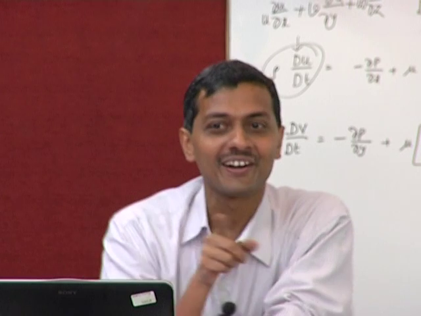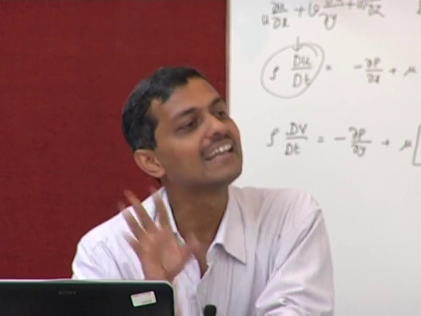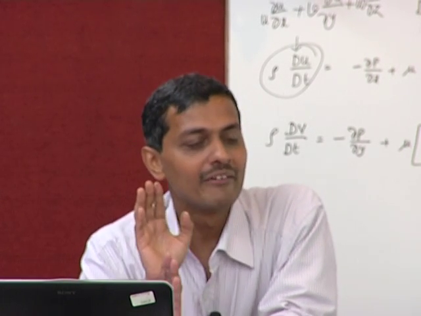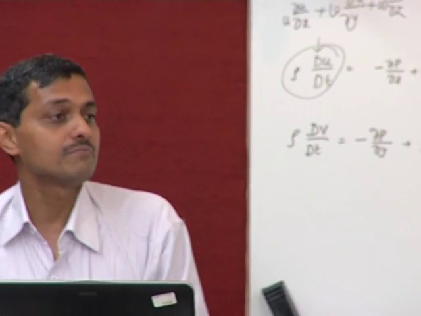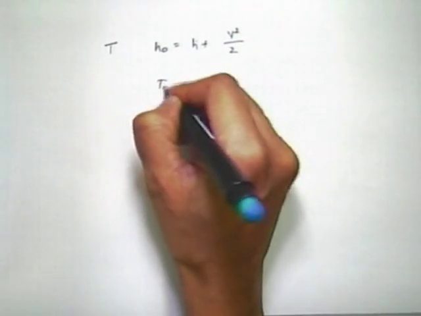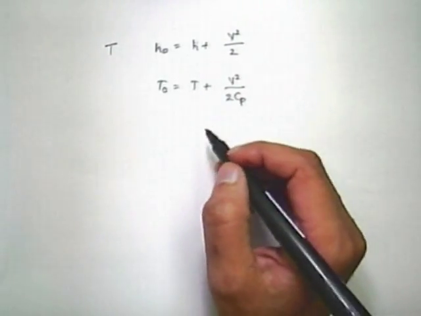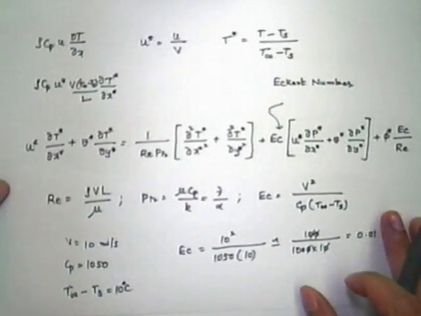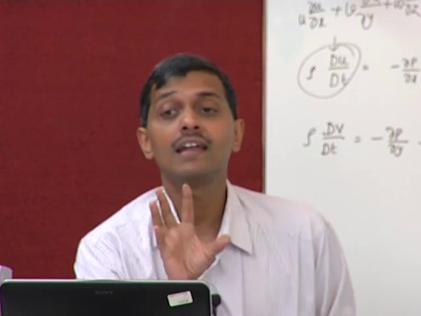If I take 1000 squared divided by 1000, in fact T infinity minus Ts also will be very high, as high as 500 to 600. How can you compute what the temperature will be? You can compute: H naught equals H plus V squared by 2, so T naught equals T plus V squared divided by 2 Cp. Anyway, I have digressed. The point is the temperature will be very high, and this V squared divided by Cp into T infinity minus Ts will be significantly large.